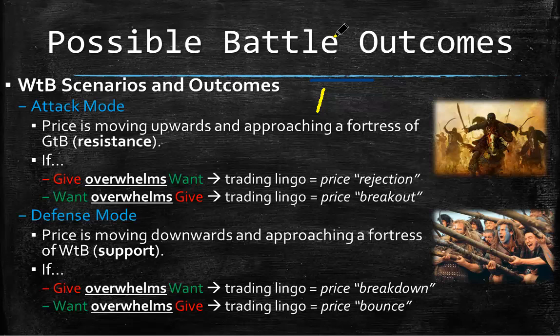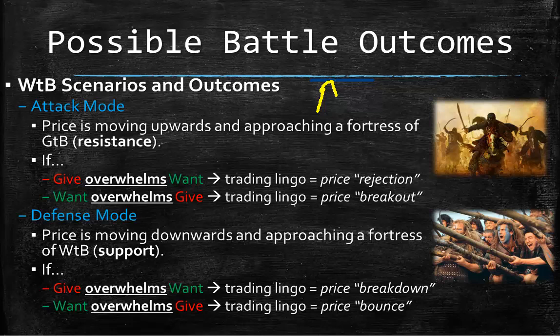If give overwhelms want, so the supply overwhelms the demand, in trading lingo, that's just going to be a price rejection. The price is going to come up here and get rejected. It's going to get knocked back down. Think about that. If there's more give up here than there is want for shares, then that's just going to knock back down the price. There's not enough to sustain this upwards move because there's more give than there is want for shares.